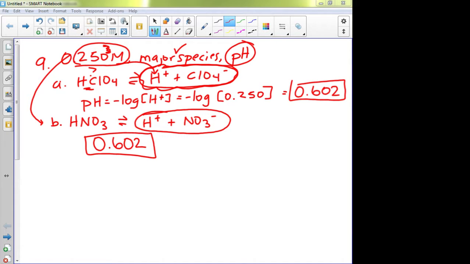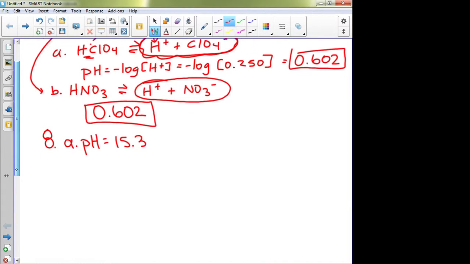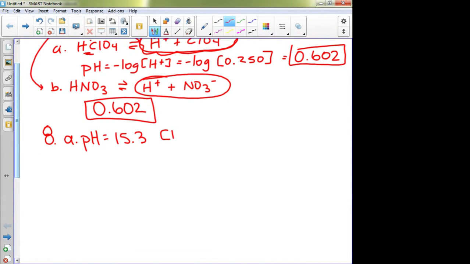So if you're going from pH to getting the concentration, let's do some things. Let's say I gave you, like, number 8A. For 8A, it told you that the pH is equal to what? 15.3. Okay, and then it asks you to find the concentration of H positive and the concentration of OH negative.